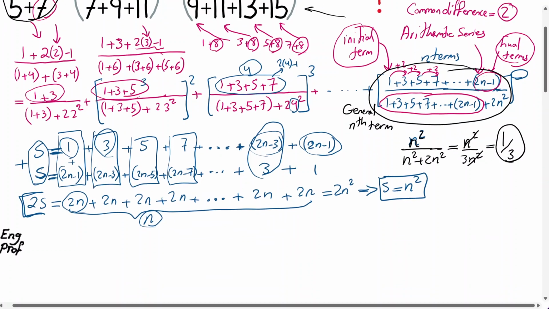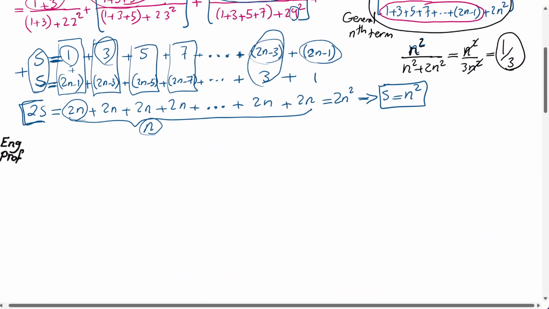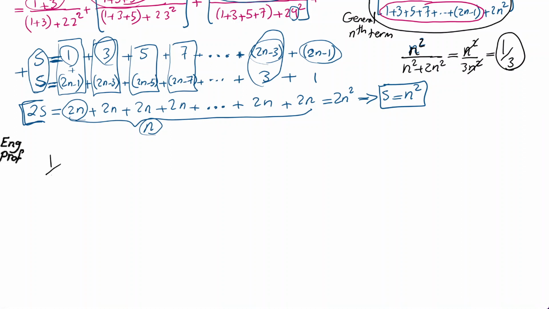So the lesson we learned is that our series of interest is in the form of, I'm just going to write it here, 1 over 3 plus 1 over 3 to the power 2 plus 1 over 3 to the power 3, and these powers are just coming from what we had.